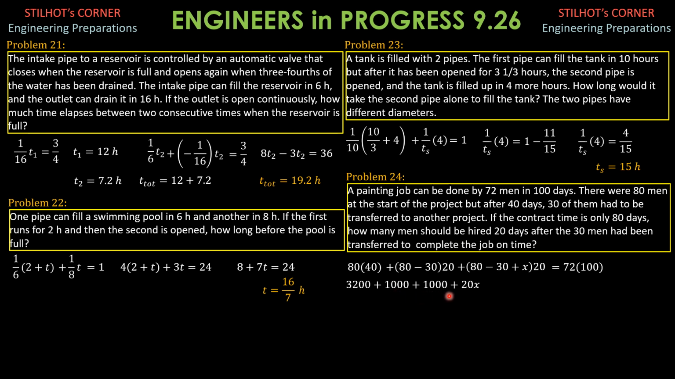3,200 plus 1,000 plus 20 times X equals 7,200. So this is 3,200, 50 times 20 is 1,000, then we have 20 times X equals 7,200 minus 4,200, so 3,000. Then 3,000 divided by 20 is 150. So X is 150. So 150 men should be hired 20 days after the 30 men had been transferred to another project so that the job can be completed on time. So that's it for this video.